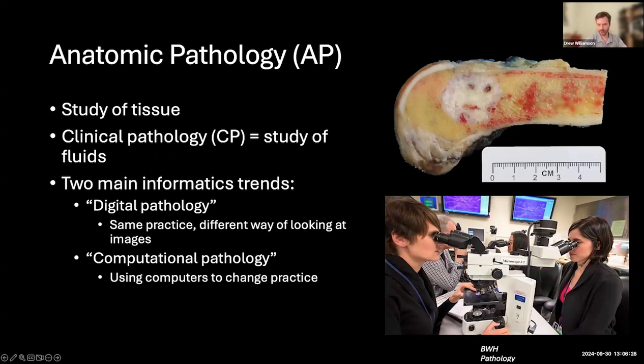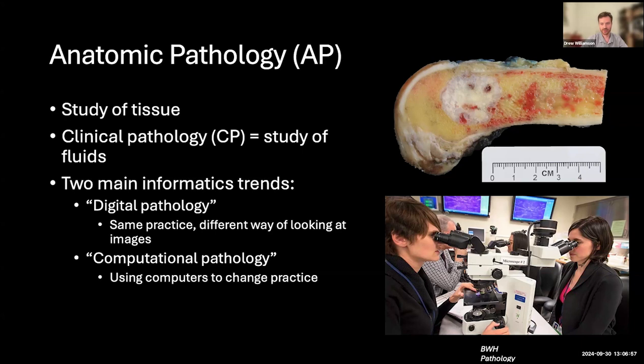So just a tiny bit of background. I'm a medical doctor, and I did my residency training in anatomic pathology. In the US, there are two types of pathology. There's anatomic pathology, which is the study of tissue, which is what I did. And there's also clinical pathology, which I'm not really going to talk about, in some places also called laboratory medicine. And in anatomic pathology, there are two main informatics trends.